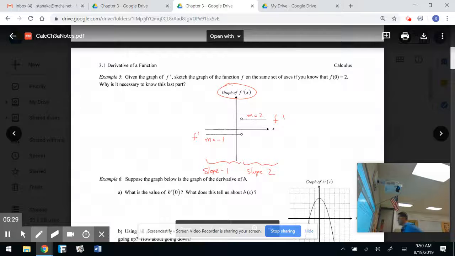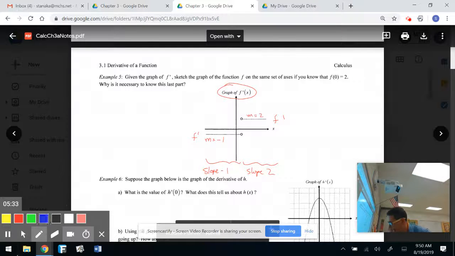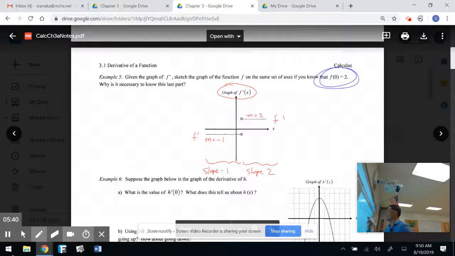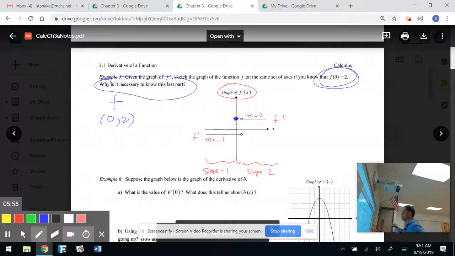So how the heck am I supposed to draw an original graph? Well, here we go. I drew that kind of in red right there. So I'm going to go ahead and draw the rest of this graph in blue. And they give me some really important pieces of information here. They tell me that on the original graph of f, I have the point (0, 2). So guess what? I can make a point right there because that's actually on that graph. And I needed that because if I didn't have that, this graph could have been anywhere on the coordinate plane. But since I have that, I can work off that a little bit.